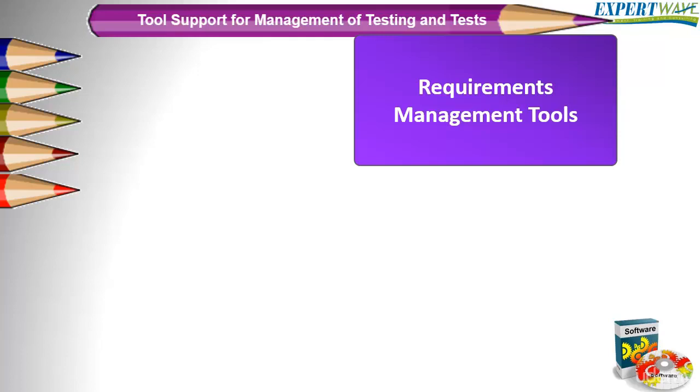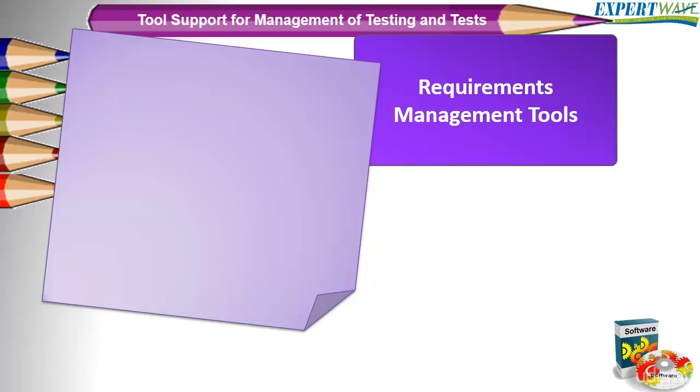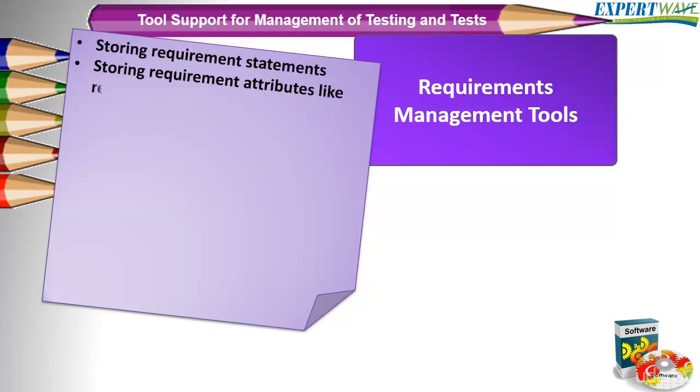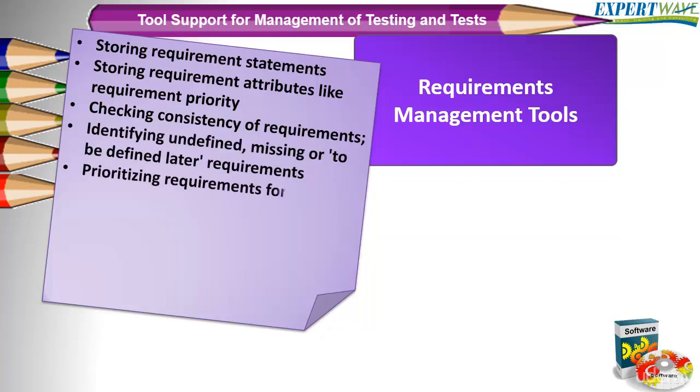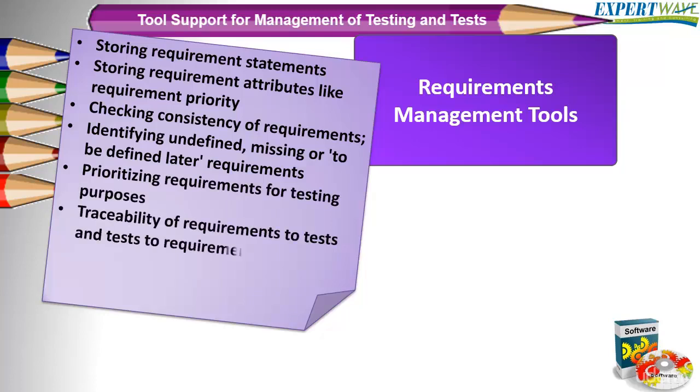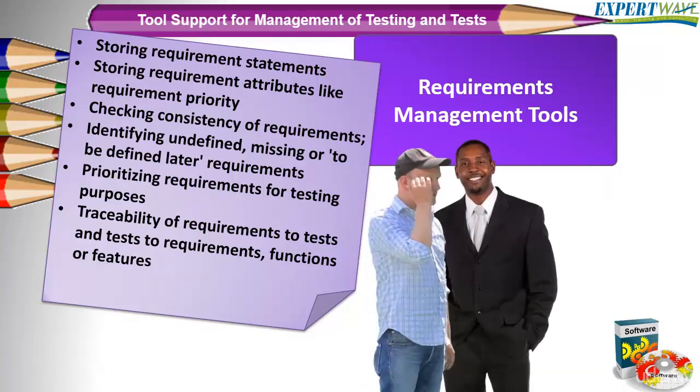Features or characteristics of requirement management tools include support for storing requirement statements, storing information about requirement attributes like requirement priority, checking consistency of requirements, identifying undefined, missing, or to-be-defined-later requirements, prioritizing requirements for testing purposes, traceability of requirements to tests and tests to requirements, functions, or features. Again, everyone is using the requirement management tools, but particularly system analysts are.